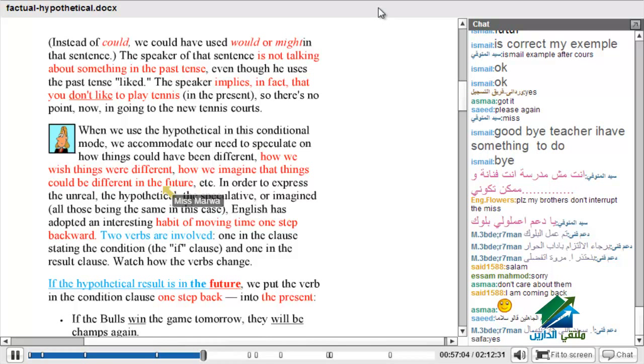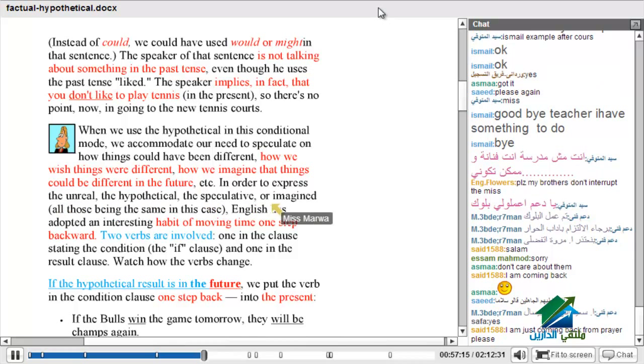We have great difference between factual and hypothetical. Okay? In order to express the unreal, the hypothetical, okay, speculative or imagined, all those being the same in this case.